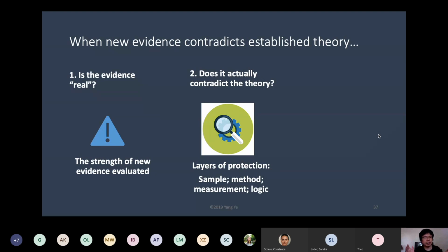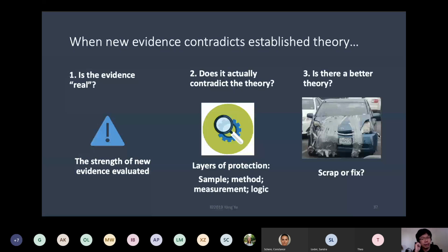Remember, there are layers of protection that go from the theory to the evidence, right? So there's the data, right? There's the sample that you used, the measurement that you used, the method, right? So people started questioning all these elements, saying that, oh, perhaps you just have a measure that's not accurate, or your sample is biased, that kind of question, right? So people are just trying to protect the theory.